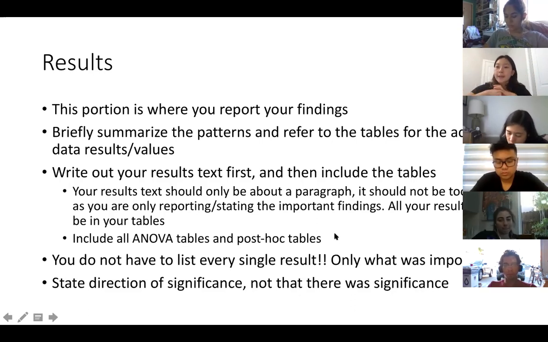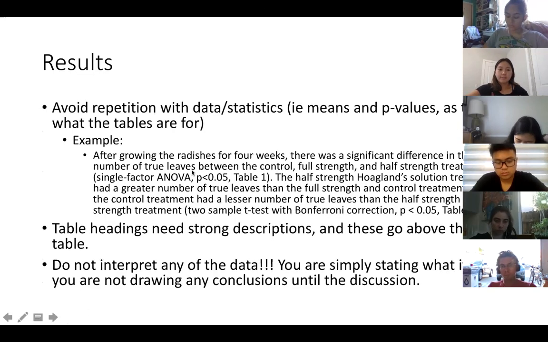In total, in your paper, you should have 8 tables, and I'll show you what those 8 tables should look like in a second. But keep in mind that in total for your results, you should have 8 tables by the end of it. Like I said earlier, you don't have to list every single result, only what was important, and you want to state the direction of significance, not just that there was one. So state whether there was a significant difference or if there was no significant difference. So you want to avoid repetition with the data and statistics as much as possible.